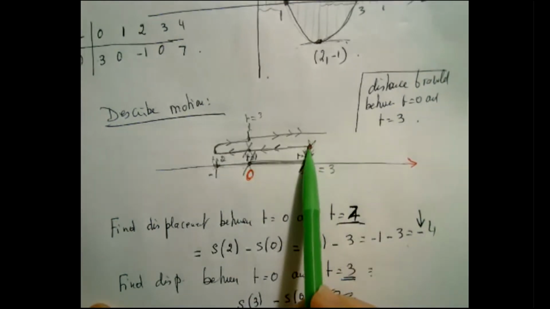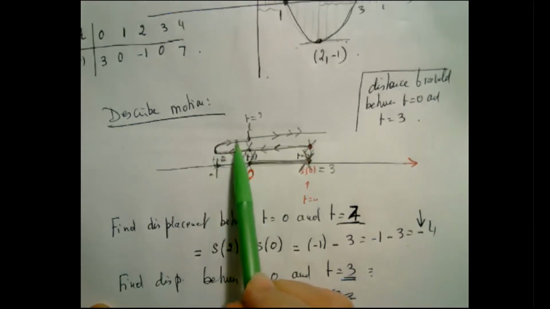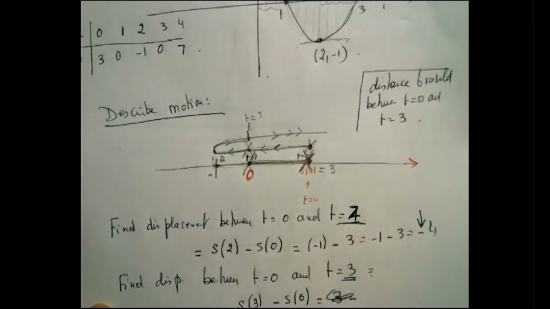Let's look at the picture. The object was here. Moves back here. What's the distance it traveled? Five. Do you agree? 35? Where did you get 35 from, Elizabeth?